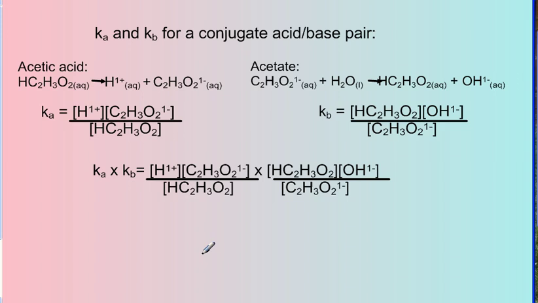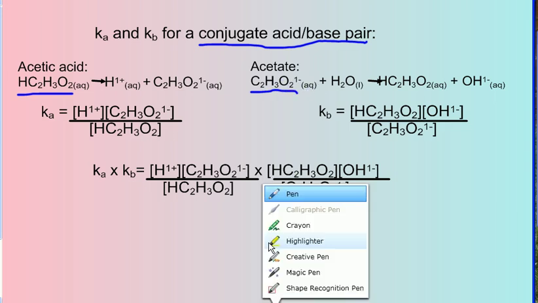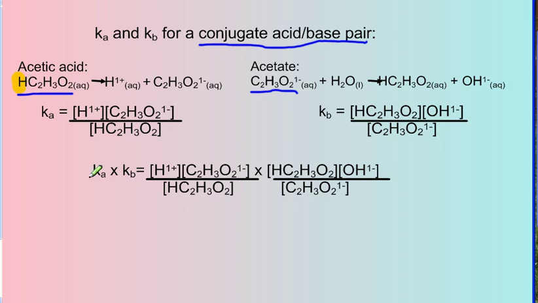Something that's neat to know about Kas and Kbs is if we look at Ka and Kb for a conjugate acid-base pair, so that's something like acetic acid and acetate, we can tell these are a conjugate pair because they differ only by one hydrogen ion. So acetic acid is an acetate ion and a hydrogen ion together, and acetate is just the acetate part of that. If we put acetic acid in water, some of that acid will dissociate into hydrogen and acetate.